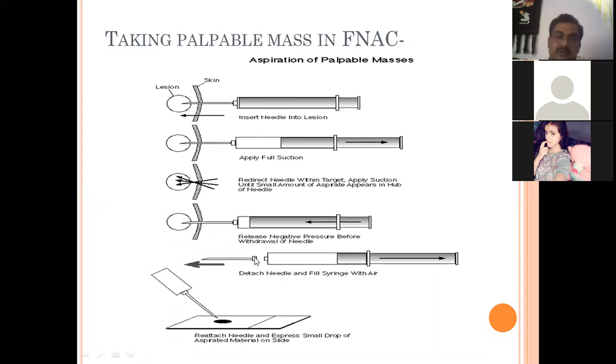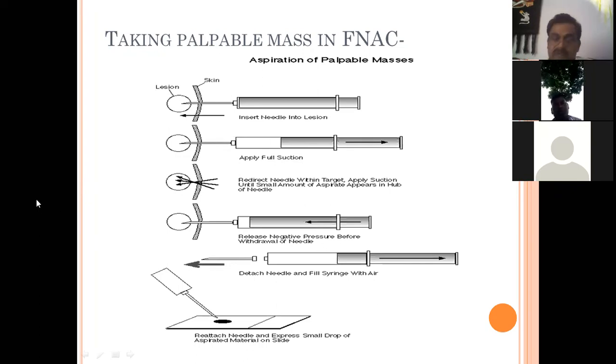Afterward, you remove the needle, detach the needle from the syringe, and use this needle only for getting the sample. You take this sample on a slide. So this is how you can take a sample from a palpable mass.